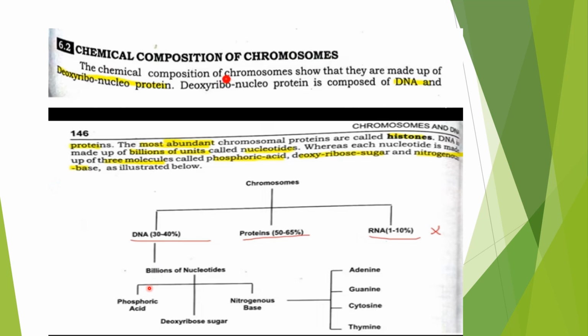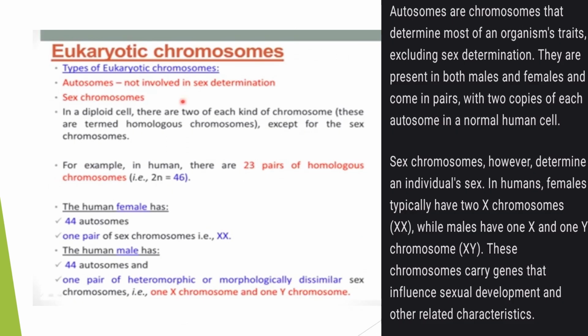It is made up of phosphoric acid, deoxyribose sugar and nitrogenous bases. The nitrogenous bases are further of four types: adenine, guanine, cytosine and thymine. If you want to know about the structure of DNA, we will make another video for this.